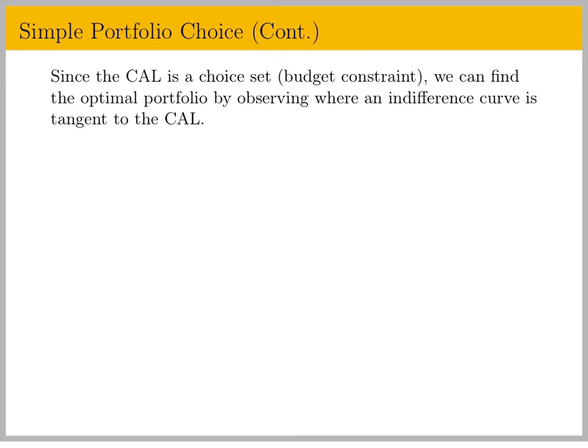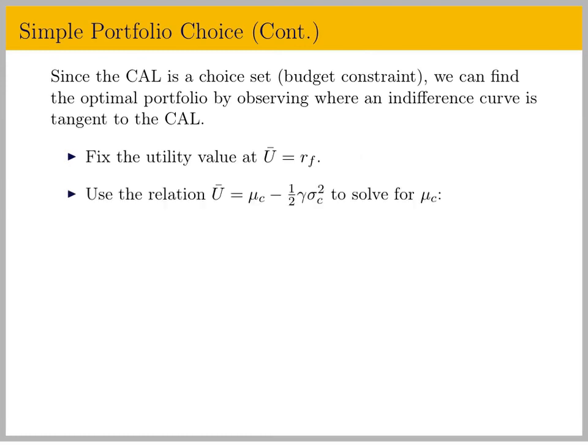Now, as I mentioned before, the capital allocation line is simply a budget constraint. And so rather than performing this numerical optimization problem by computing a derivative like we just did on the previous slide, alternatively we can just plot a bunch of indifference curves and find one that's tangent to the capital allocation line. And the tangency is going to be the optimal portfolio. So to do this, we can start by fixing some utility value equal to r sub f. That is, if r sub f is 0.07, then we're going to set our initial utility level at 0.07.